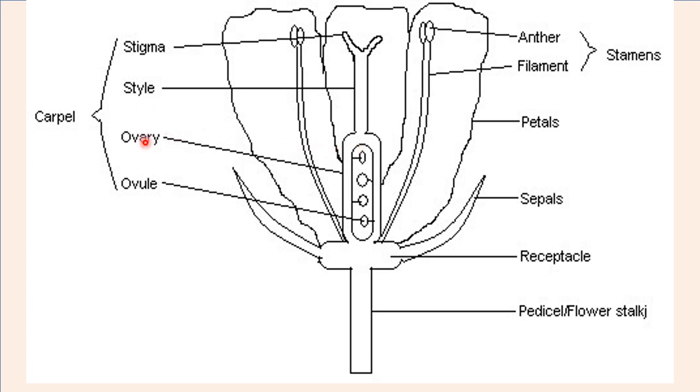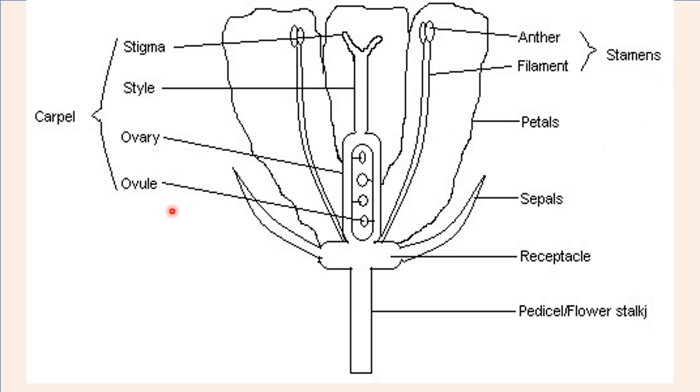Other than the style we have the ovary. So the ovary is this part. The job of the ovary is to contain the ovule. The ovule is this other part which actually contains the female gametes, the eggs that are going to participate in fertilization.